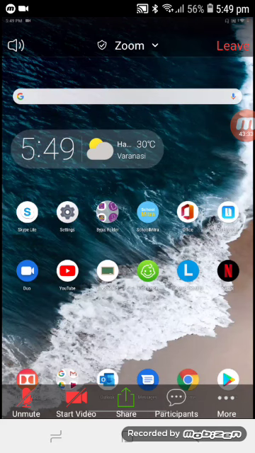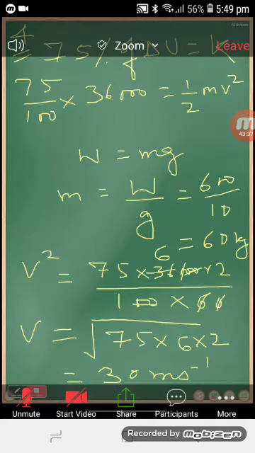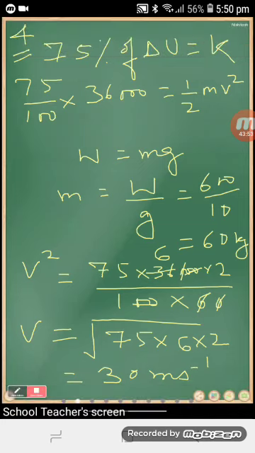So I hope question number 4 is clear. Now we come to the next question, question number 5. A hydroelectric power station takes its water from a lake whose water level is at a height of 50 meter above the turbine. Assuming an overall efficiency of 40%, calculate the mass of water which must flow through the turbine each second to produce a power output of 1 megawatt. G is taken as 10 meter per second square.